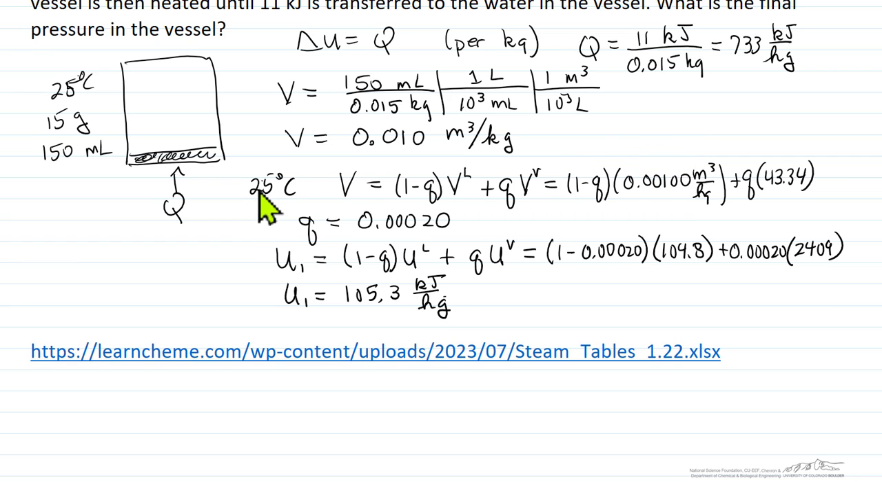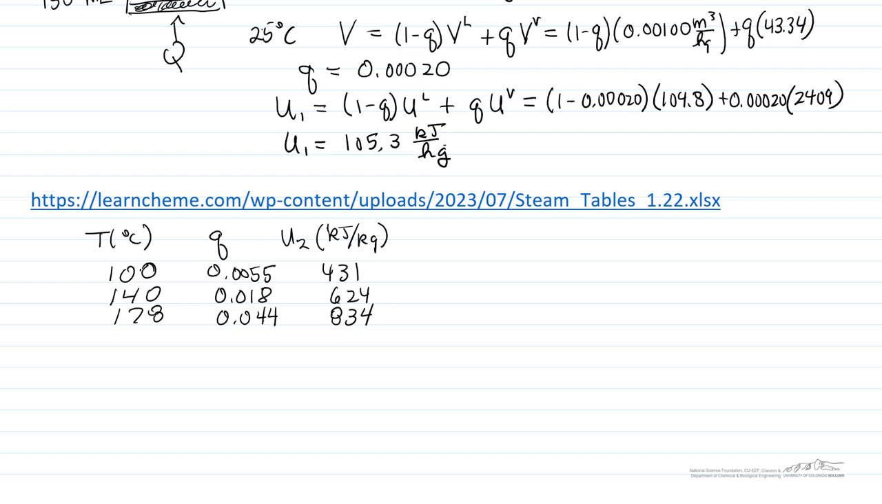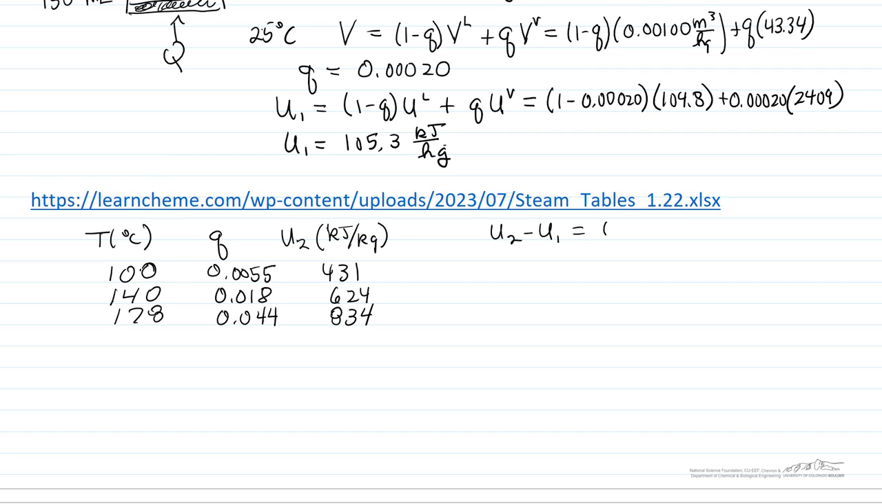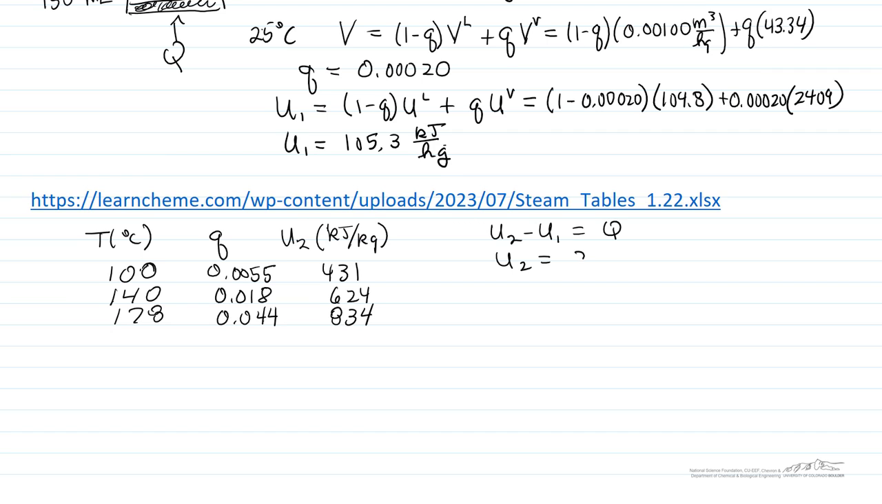And so what I'm going to do is pick a few temperatures, and I'll just show a couple to narrow down the answer. So here's some values for temperatures, and now let me go back to that first law of U2 minus U1 is equal to Q. So U2 should be, the Q value was 733 kilojoules per kilogram, and then we add 105.3. So 838, that's how much the internal energy should be when we've added this amount of heat.